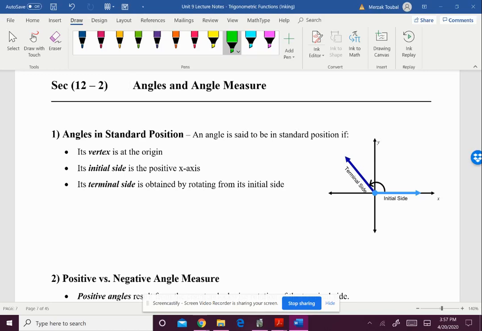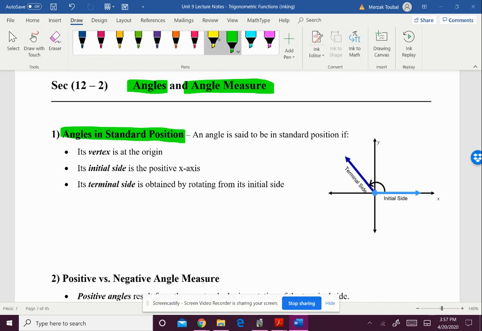Hello, this presentation is on angles and angle measure. We will focus on angles in standard position. When do we say that an angle is in standard position? Well, there are some conditions that must be satisfied.